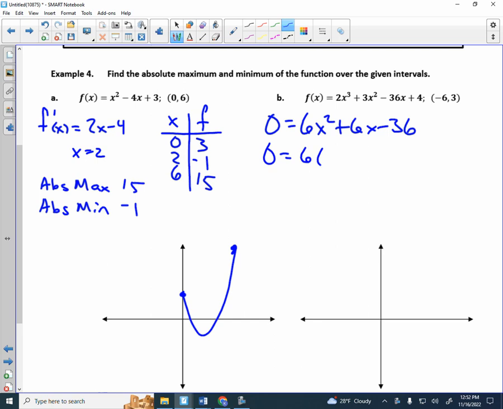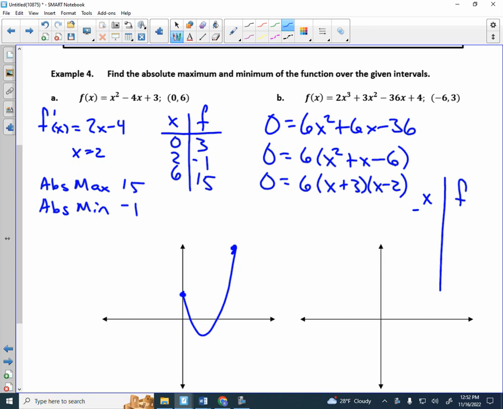We got 0 equals 6 times x squared plus x minus 6. Does that factor? To what? X plus 3 and an x minus 2. So where are my critical points? My endpoints are negative 6 and positive 3, and then my critical points are at negative 3 and 2.